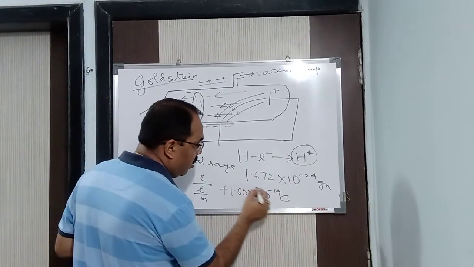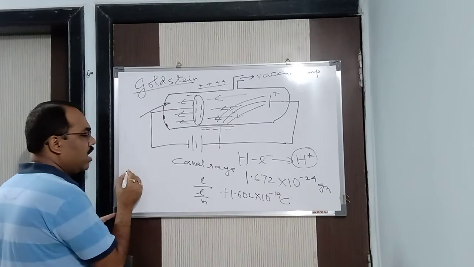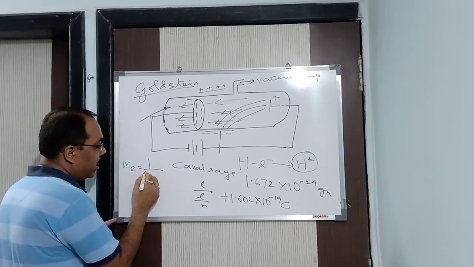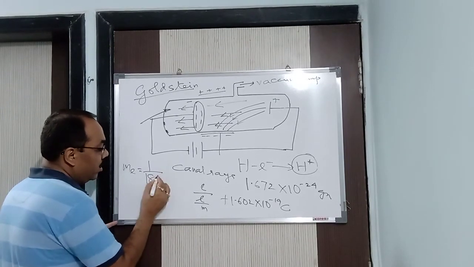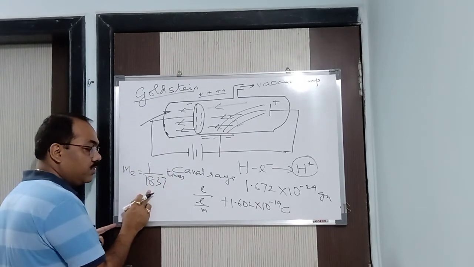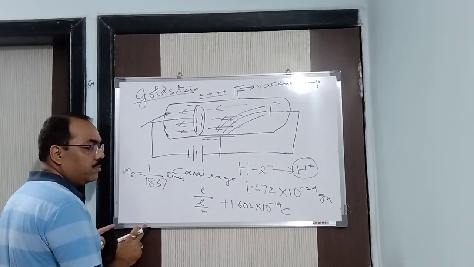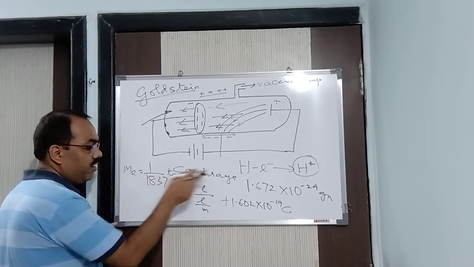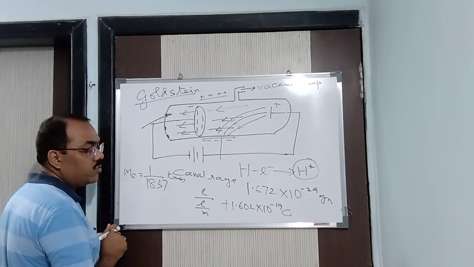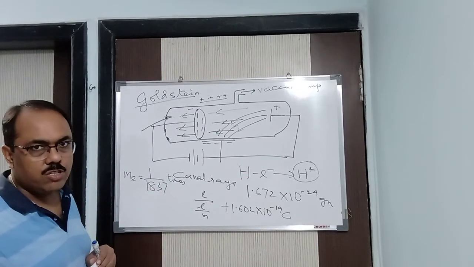And the mass of a proton is 1.672 into 10 to the power minus 24 gram, which is estimated that the mass of an electron is, listen carefully, 1 by 1837 times that of a proton. The mass of a proton is 1.672 into 10 to the power minus 24, so if you multiply 1 by 1837 into this value, then you will get the mass of the electron, which is 9.11 into 10 to the power minus 28 gram. So the mass of the electron is quite negligible compared to that of a proton.